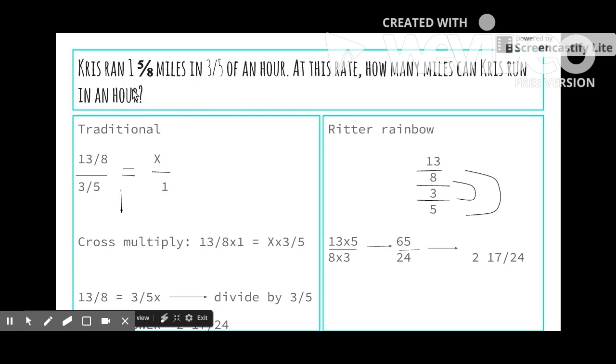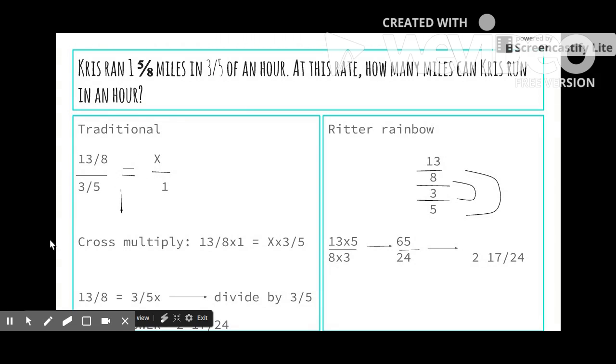The problem is that Chris ran 1 5/8 of a mile in 3/5 of an hour. At this rate, how many miles can Chris run in 1 hour? In the traditional way, you would use a proportion. The proportion would be 13/8 over 3/5 is equal to x over 1.